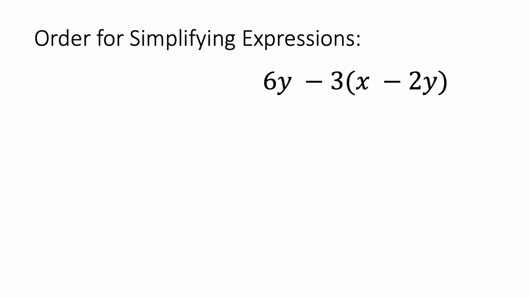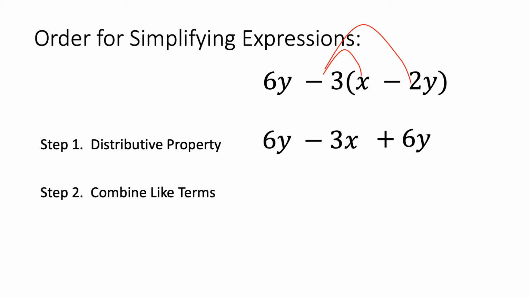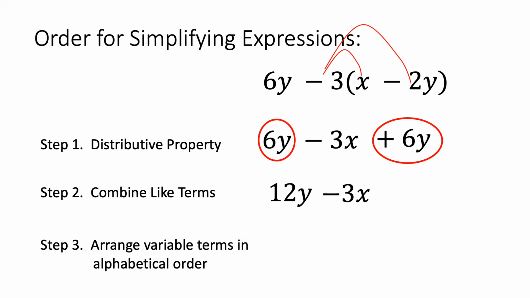The order for simplifying expressions when you see parentheses like this is to first do the distributive property. After we do the distributive property, we get 6y minus 3x plus 6y, because negative 3 times negative 2 is positive 6y. Next, we can combine like terms. 6y plus 6y is 12y minus 3x. Now we can arrange the variable terms in alphabetical order. So we would put negative 3x plus 12y.